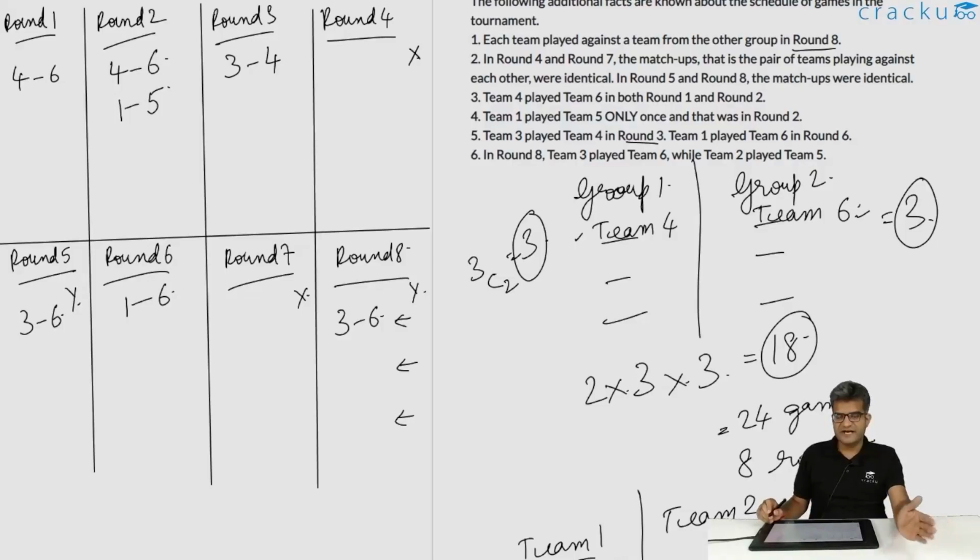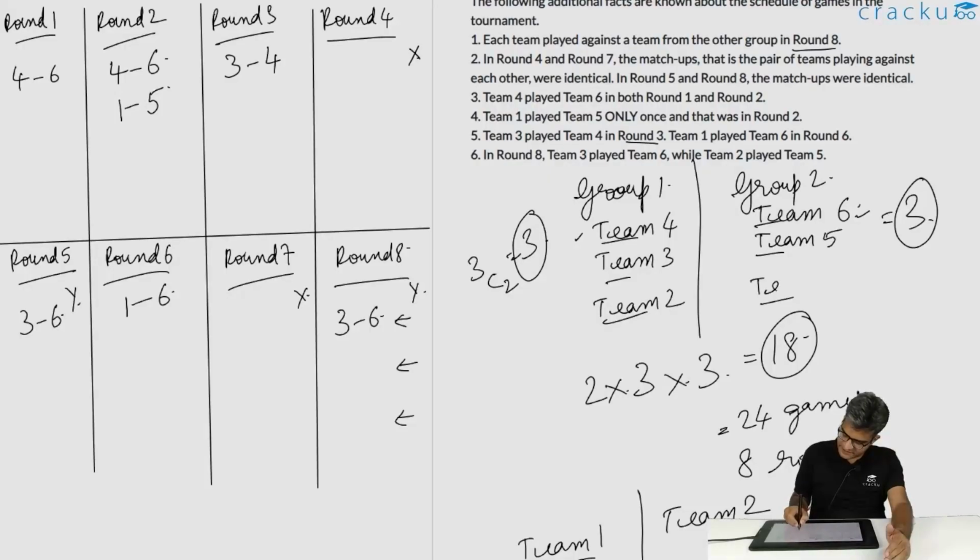So team 3 and team 6 played 2 times. They are in opposite teams. So this will be team 3 over here. And this will be team 2. And this will be team 5. And this is team 1. So we have identified the 2 groups.